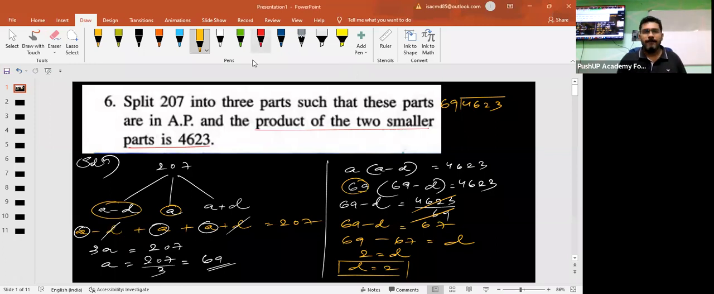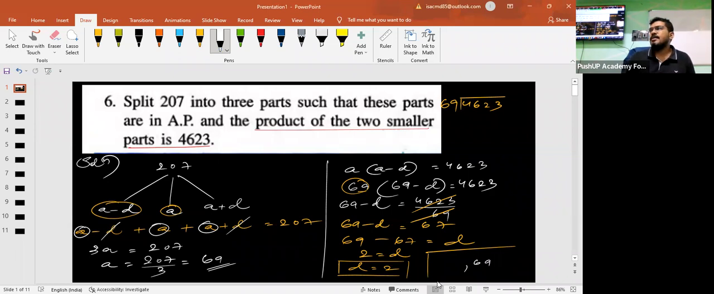Okay, very good, Arthur. So you got the values of A and D. Now let's find the three terms. Very simple. The middle value is 69. The first term is 69 minus 2, that is 67. And the third value will be 69 plus 2, which is 71. Okay. Purva, got it?